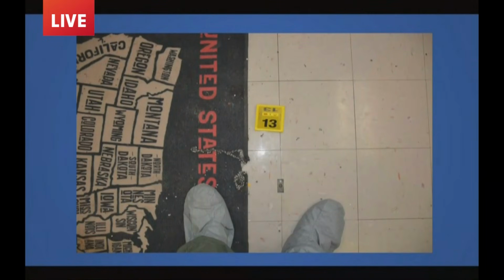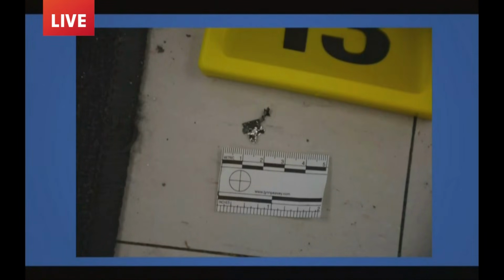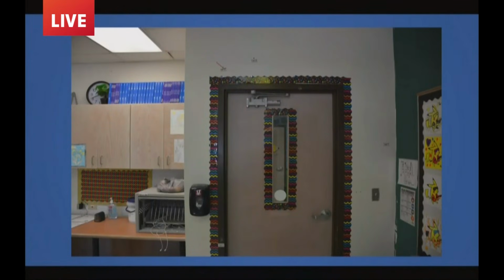Exhibit 232. It's going to be a photograph of evidence marker number 13. And 233. It's going to be a closer view of some of the shrapnel or bullet fragment labeled number 13 that's on the floor. Exhibit 234. This is going to be the entrance door to that classroom. You can see bullet defects on the wall over here, and you can see one of our trajectory rods stuck in one of those bullet defects.